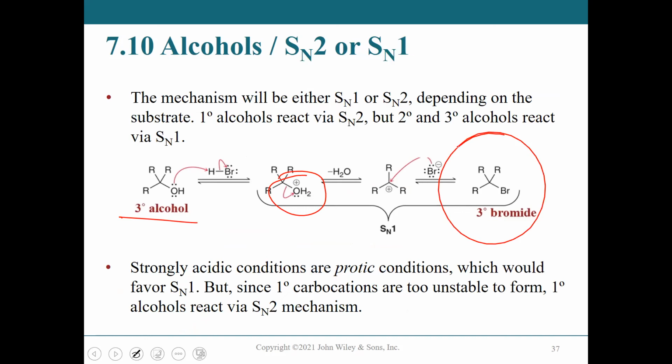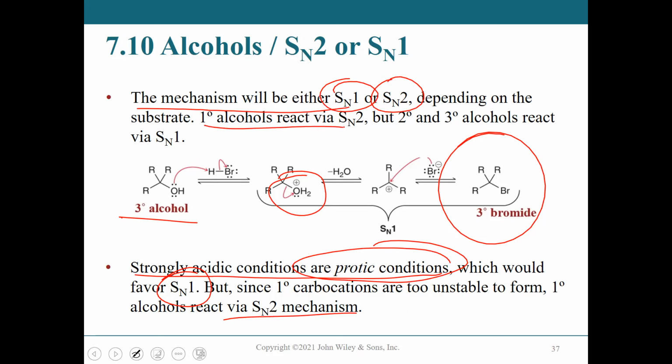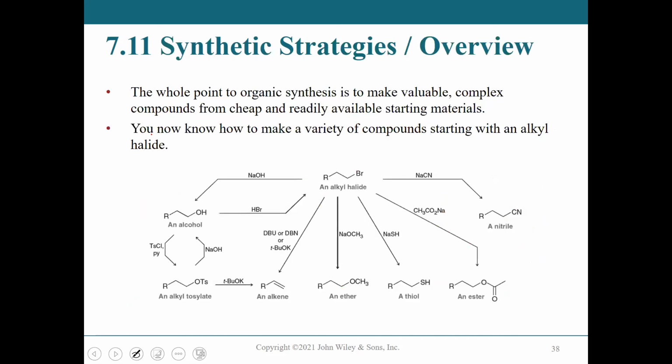The strongly acidic, protic conditions could favor an SN1 reaction. But in the case of primary alcohols, they will undergo SN2. Secondary and tertiary alcohols will do more SN1 reaction. So the mechanism will be either SN1 or SN2. If it's a primary alcohol, it will do SN2. If it's a tertiary or secondary alcohol, it will react via SN1. That's only about the stability of the carbocations that are produced.